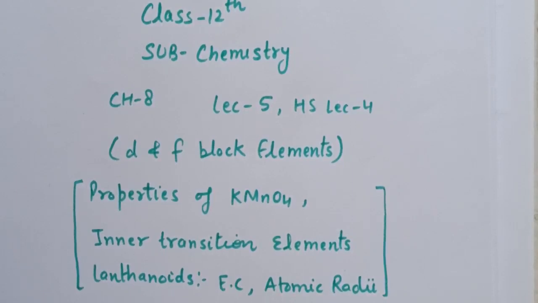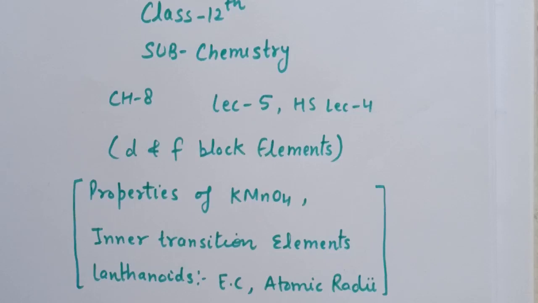In this lecture, I will be discussing the properties of potassium permanganate, that is KMnO4. And after that, I will start with inner transition elements, and in inner transition elements, I will discuss lanthanoids, that is electronic configuration and atomic and ionic radii of lanthanoids. And in the end of this lecture, I will discuss the homework of lecture number 4.